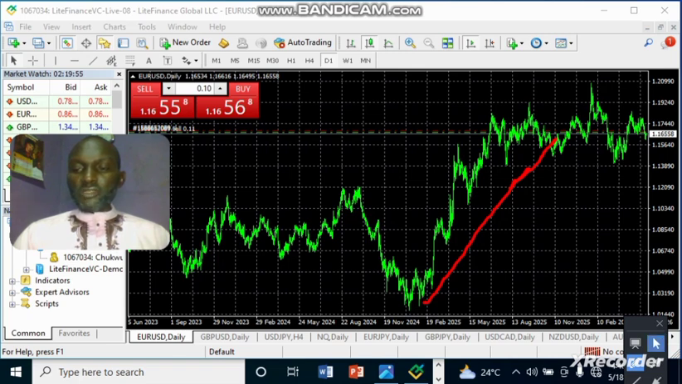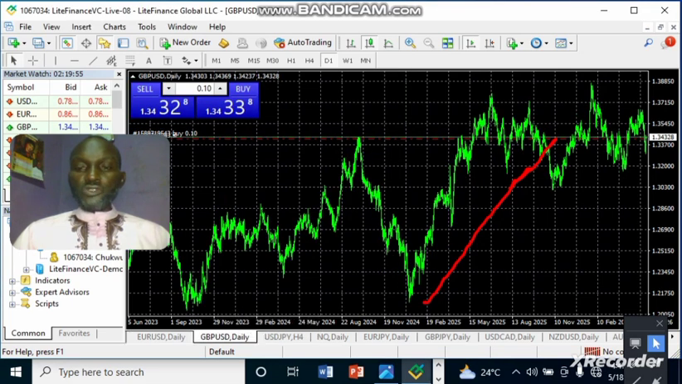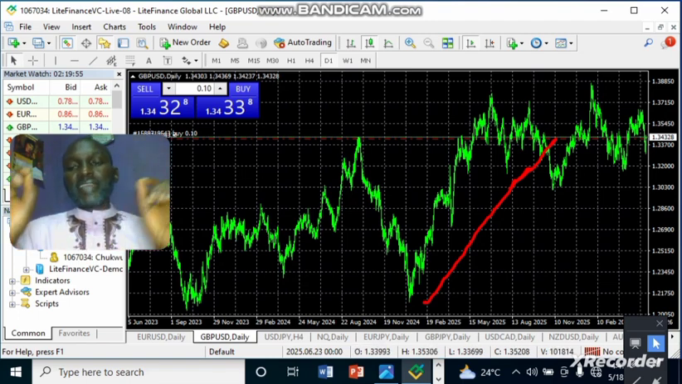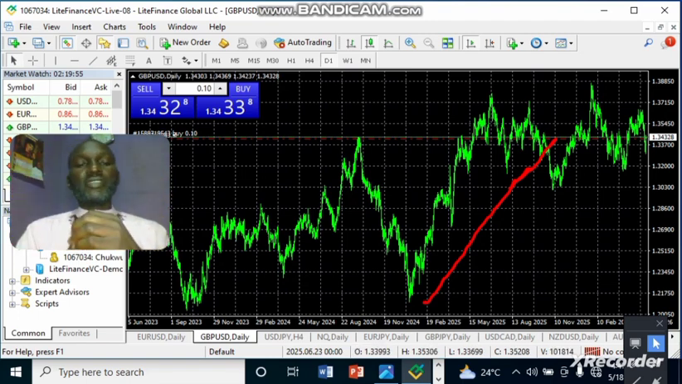With this, let us check a pair that might be directly correlated with it, which is GBPUSD. Look at GBPUSD, it is also trending at the same particular time. Look at the line that I drew for EURUSD. It almost fits exactly on GBPUSD. This is a typical example of correlated pairs.